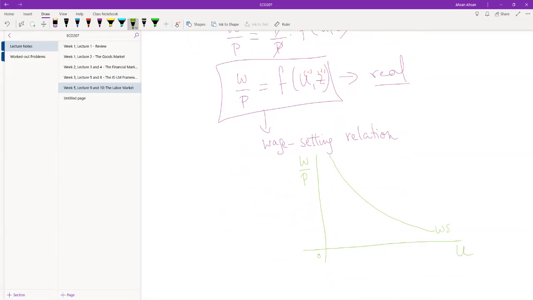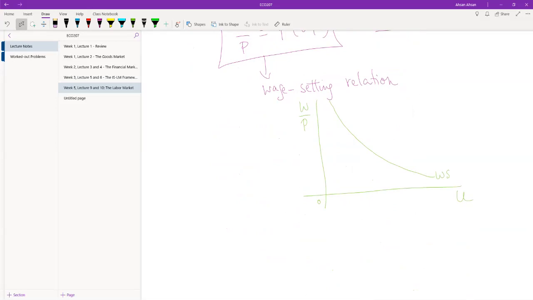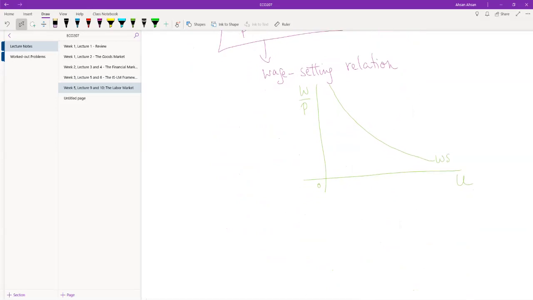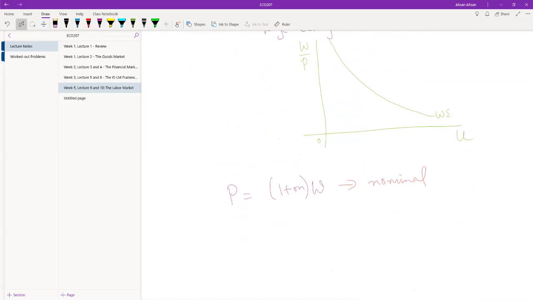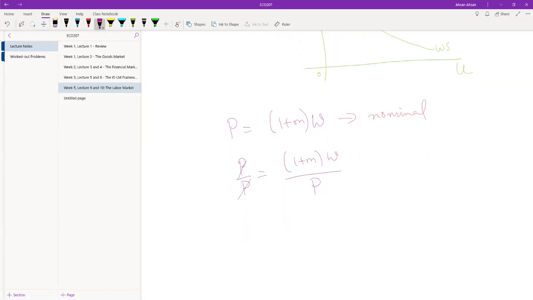Let's leave this here for now. Now let's move on to the second equation that we developed in the last lecture, which was price equals 1 plus M times wage. Once again, the problem is that this is in the nominal case, and the nominal case doesn't tell us anything. We want to convert this into the real case. How do we do that? We adjust for price, dividing both sides by P. So what we get is P by P equals 1 plus M times W divided by P. The P's cancel out, obviously, and we are left with W by P equals 1 divided by 1 plus M.